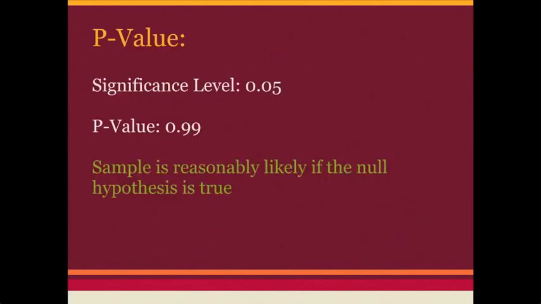We can also use the idea of a p-value, or the probability that our sample will occur given that the null hypothesis is true. In this case, our significance level is 0.05 and our p-value is 0.99. Since our p-value is greater than the significance level, our sample is not rare. In fact, it is a reasonably likely sample given that the null hypothesis is true.